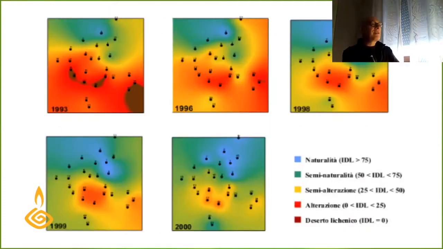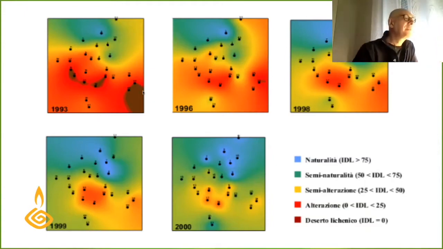And there are several possibilities for doing research about the use of lichens as bioindicators. For instance, you can monitor one area, this is one town in Italy, and we have repeated the monitoring several times from 1993 to 2000, you see, and the colors are clear to understand: this is the worst lichen desert and this is the best situation. You see that from 1993, the situation has improved a lot, really a lot.